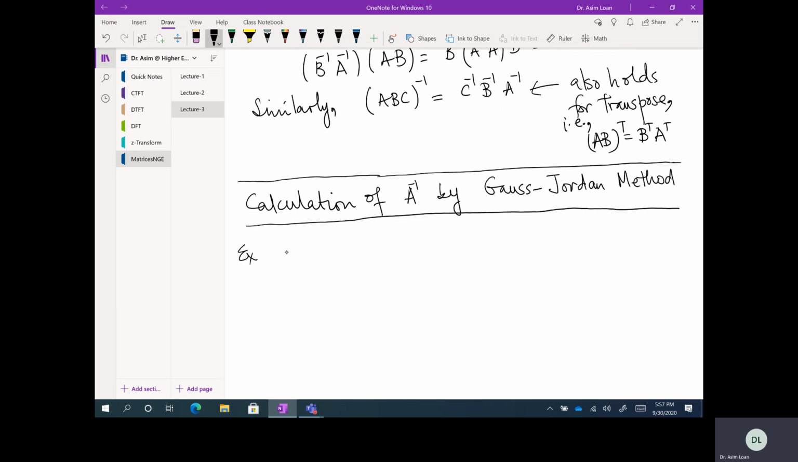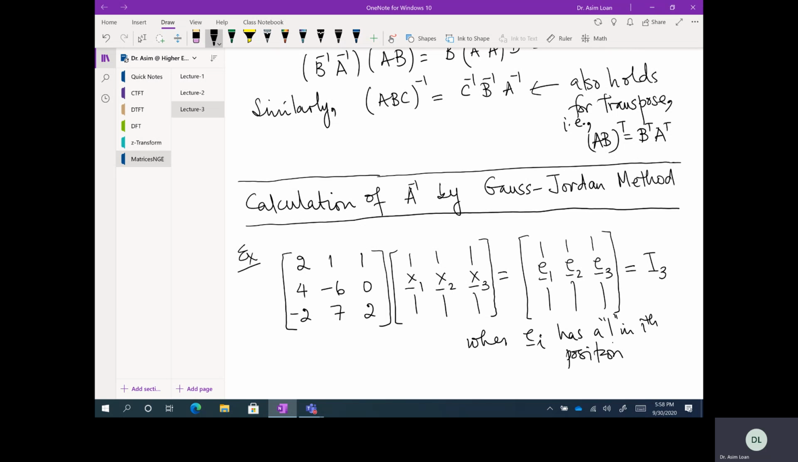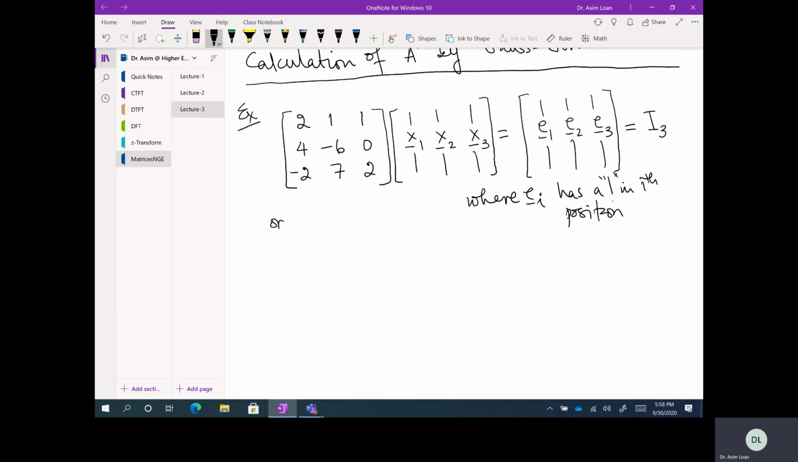So let's look at this example. We have 2, 1, 1, 4, minus 6, 0, same matrix, minus 2, 7, 2. And now instead of 1, I have x1, x2, x3, and I say this is equal to E1, this is equal to E2, where E1, E2, E3 are unit vectors, just like I, J, and K, and this is some I3. So Ei has a 1 in ith position. So this is A, this is some X. So we have said A times Xi equals Ei.